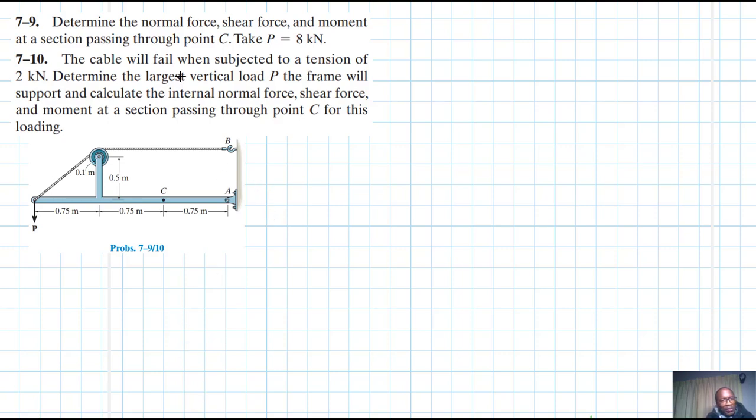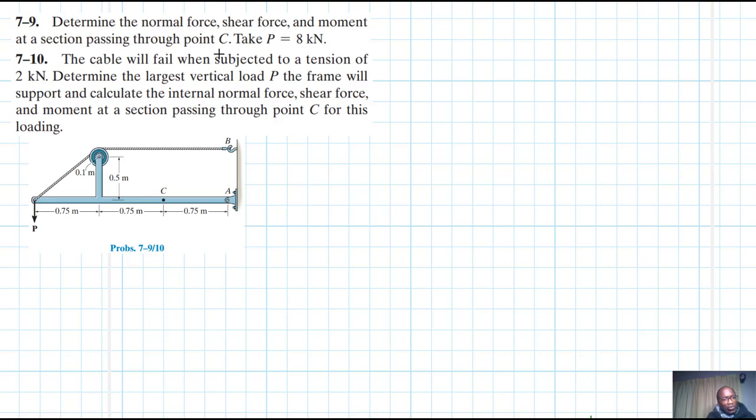The problem reads: determine the normal force, shear force, and moment at a section passing through point C. Take P equal to 8 kilonewtons. Then in the second case, we're being told the cable fails when subjected to a tension of 2 kilonewtons. Determine the largest vertical load P the frame will support and calculate the internal normal force, shear force, and moment at a section passing through point C for this loading.